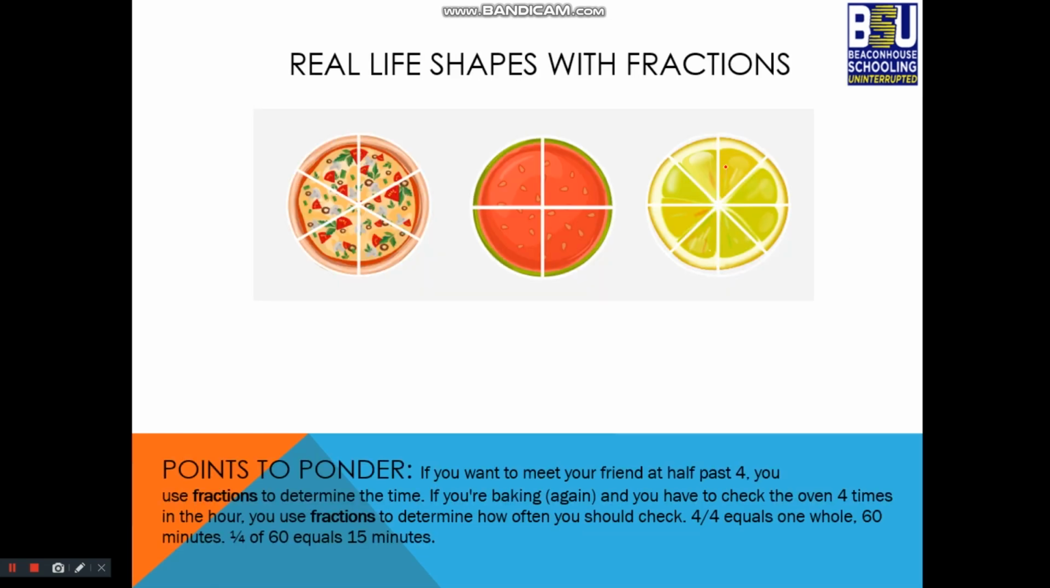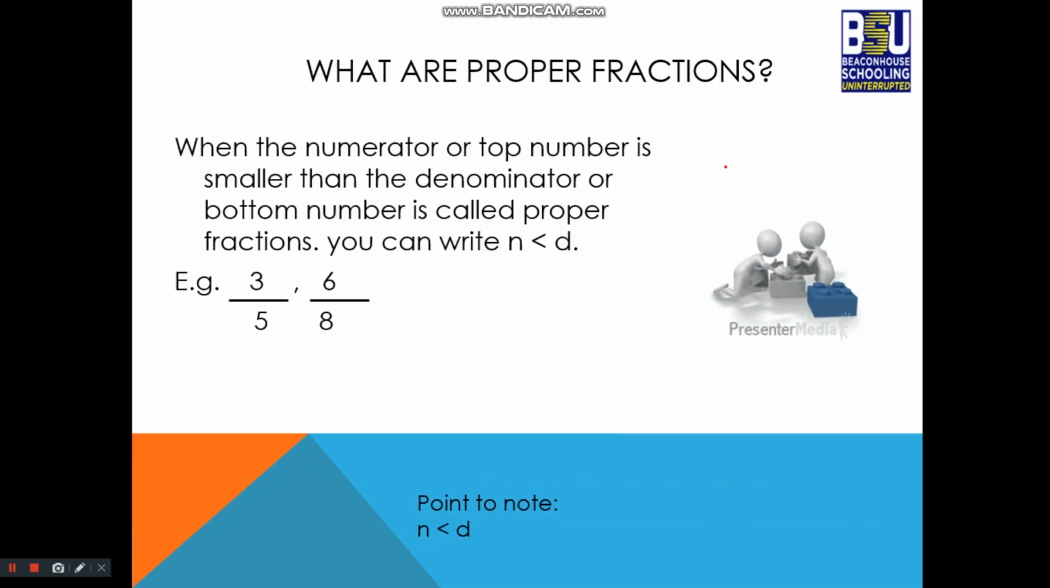So can you relate it with your real life examples? Yes, like pizza, you can give example. If you want to meet your friend at 4:30, you use fractions to determine the time. If you are baking in the kitchen, you have to check the oven 4 times in the hour. So you use fractions to determine how often you should check. Like 4/4, that equals 1 whole.